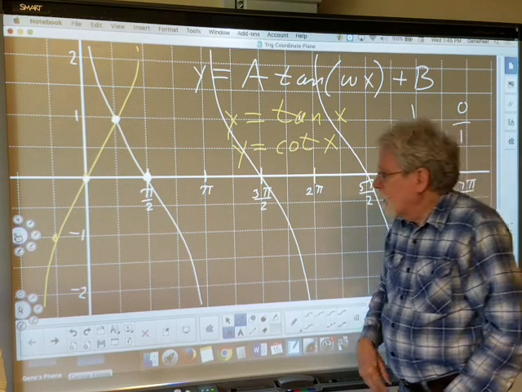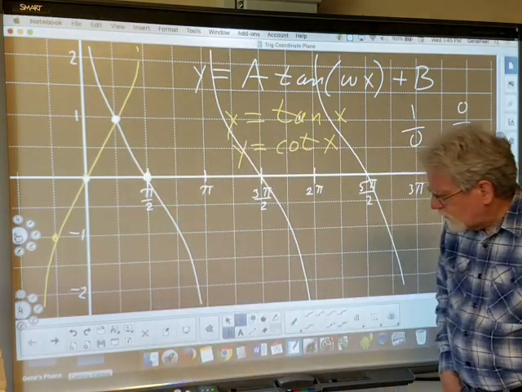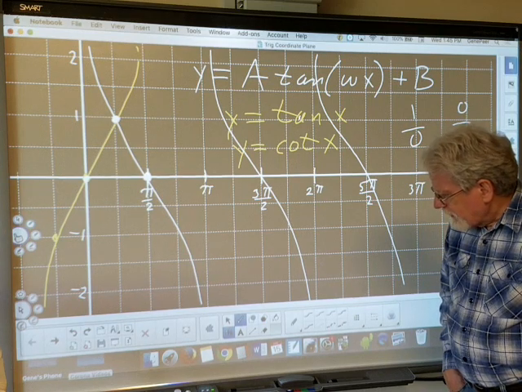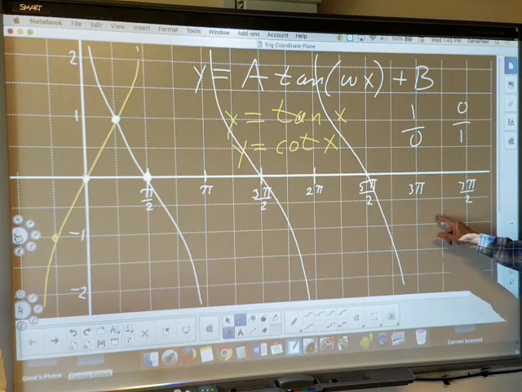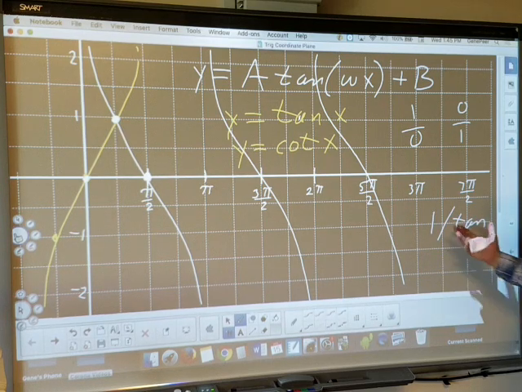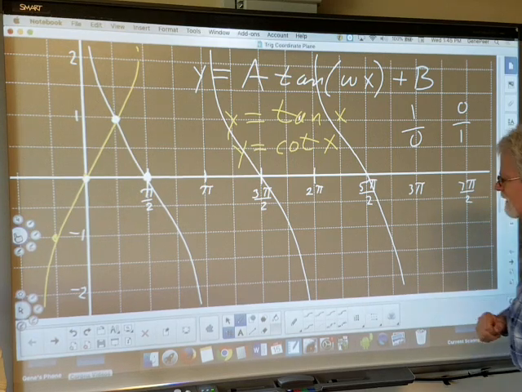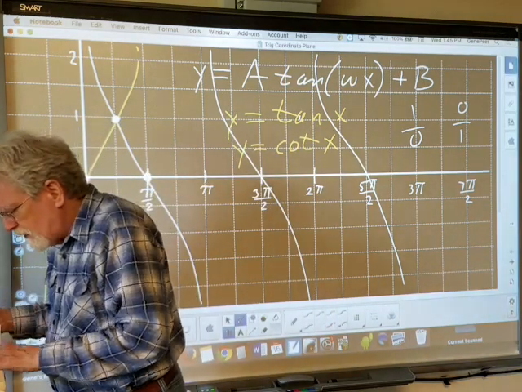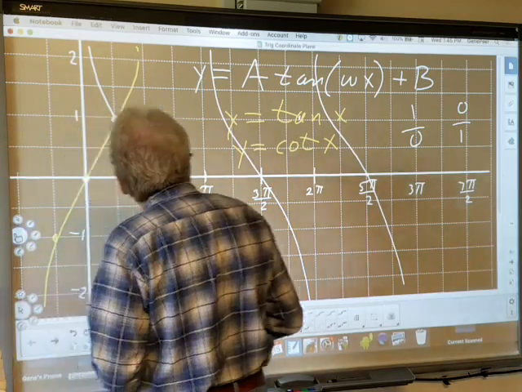You might want to play with that on Desmos. I don't remember, does Desmos include cotangent, secant, and cosecant? I think it does. If it doesn't, you can fake it by simply putting into Desmos for cotangent 1 divided by tangent, and it'll give you cotangent. And you can see what the graph looks like. But I think it does have cotangent. I think it has the reciprocal functions. I'm just not going to look at it right now. All right, now, that's cotangent.